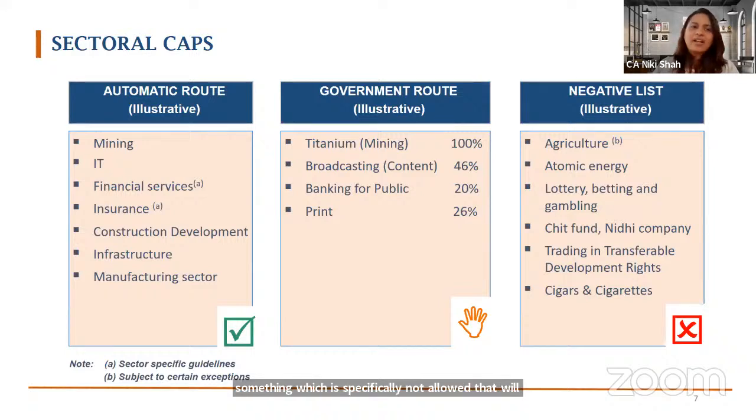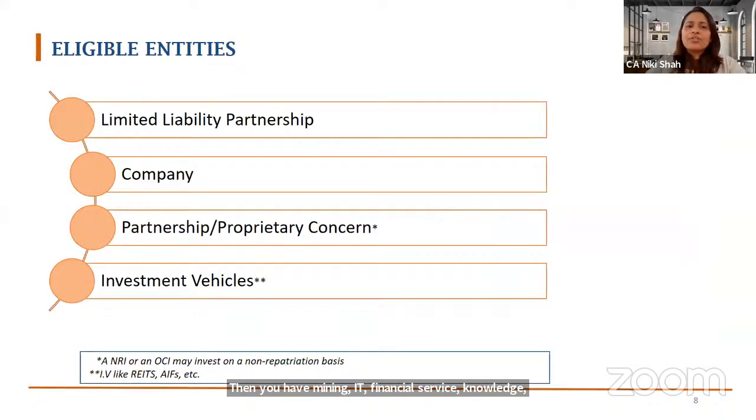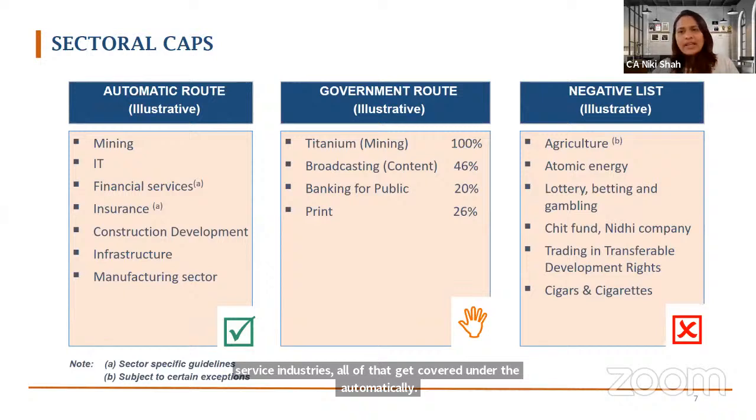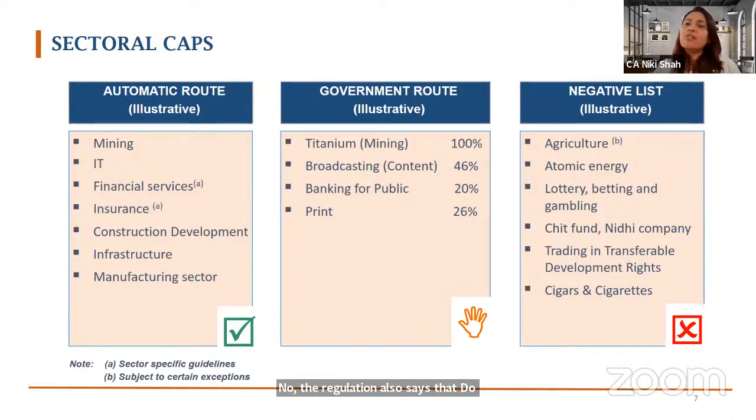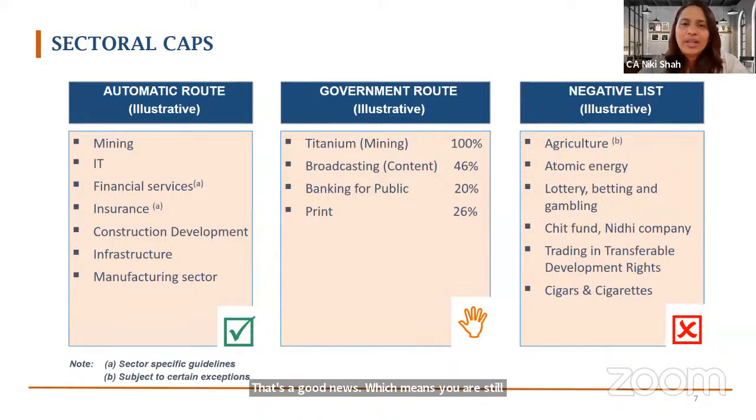Then you have mining, IT, financial services, service industries like ours, all of that gets covered under the automatic route. Now here the regulation also says that the entities which are not in the negative list and not in the government approval list, all those entities will get covered under the automatic route. So if you are not able to identify your client's sector in the list, then do not worry. That's good news, which means you are under the automatic route. You do not worry about it.